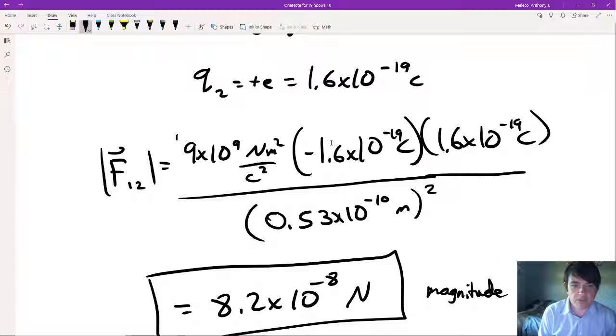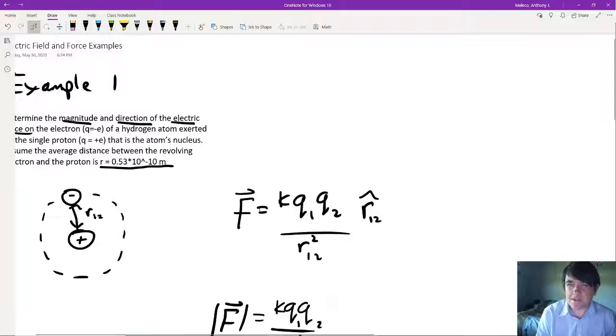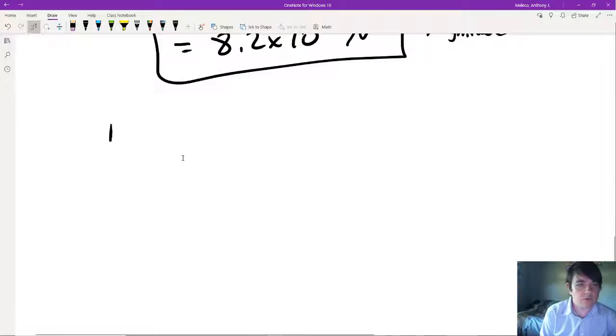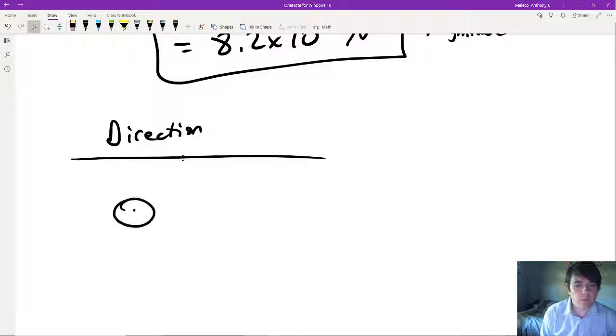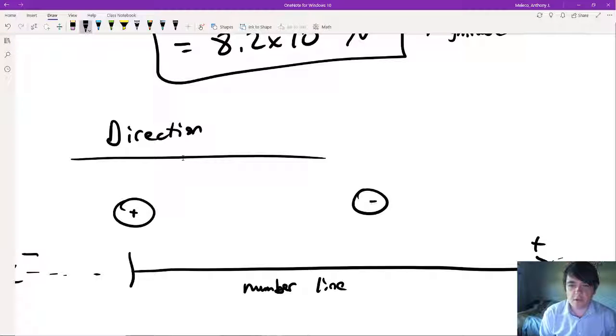And if we're looking at the magnitude, that's basically the equivalent of just absolute value bars around this whole thing, giving us a positive value, positive magnitude. But what does that minus sign actually mean? So if we're looking at direction, and we have a minus sign, so we have a plus, and here's our number line. Okay, so this is some number line, where going in this direction is positive, and going this way is negative. And we have our electron right here.